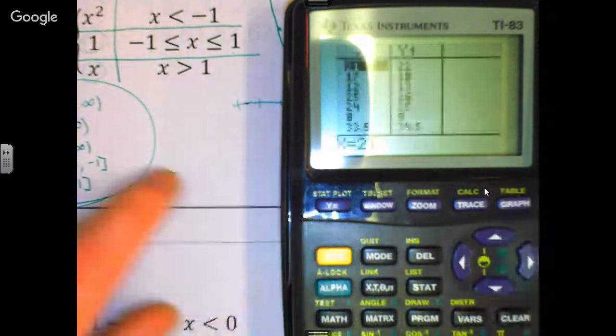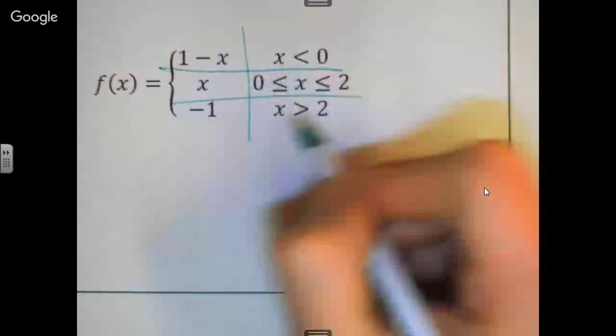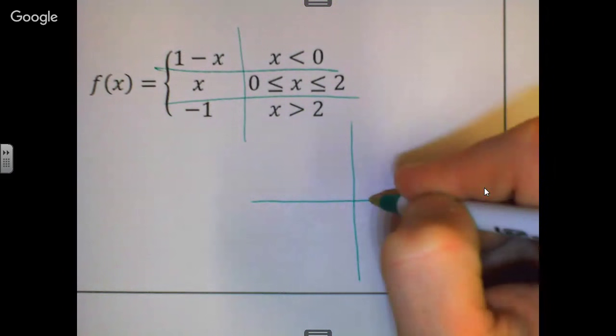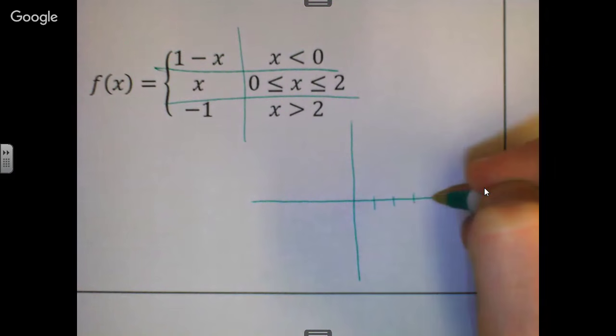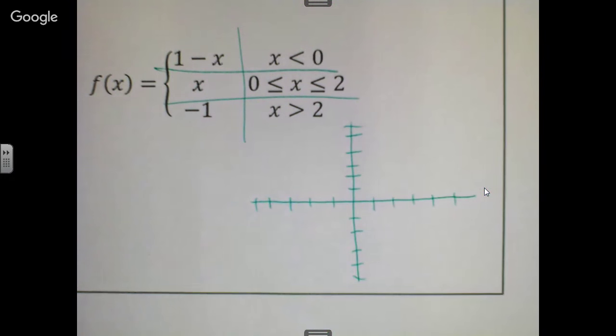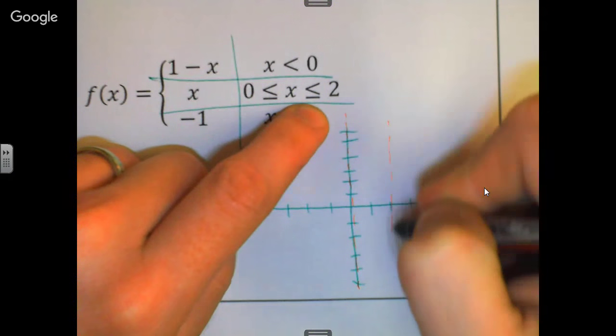Okay, so let's graph this one. I've got 3 of them here. So these are my ranges. I like to kind of graph out what's going on here. 1, 2, 3, 4, 5. I like to put my intervals on my graph. Kind of helps me keep organized just a little bit. So 0 is kind of my changing point, and 2 is a changing point.